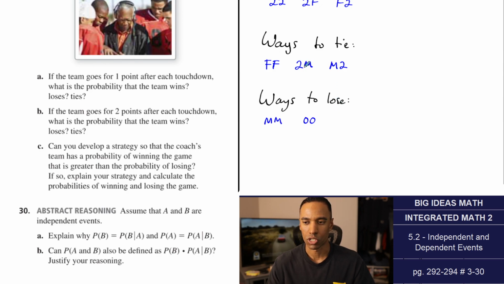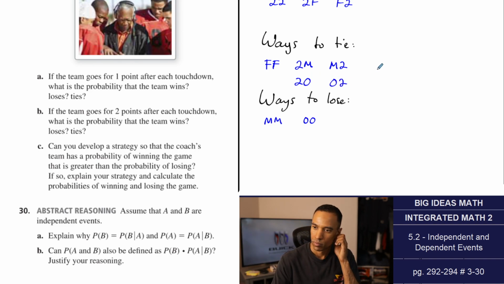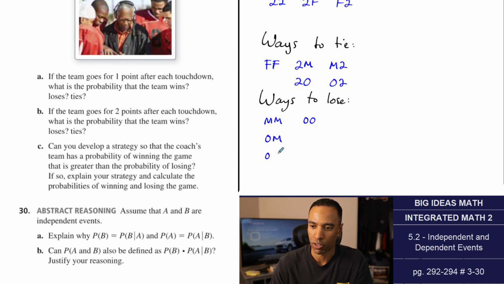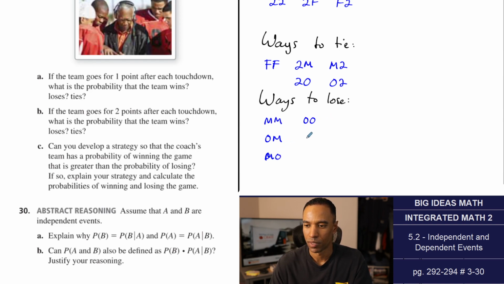Oh, I'm sorry. These aren't just missed field goals, huh? You can do a 2-point conversion and a missed 2-point conversion, and this as well. But this is 2 misses: failed both 2-point conversions, failed a 2-point conversion, missed a field goal, failed a field goal and 2-point conversion, or missed a field goal, failed a 2-point conversion.